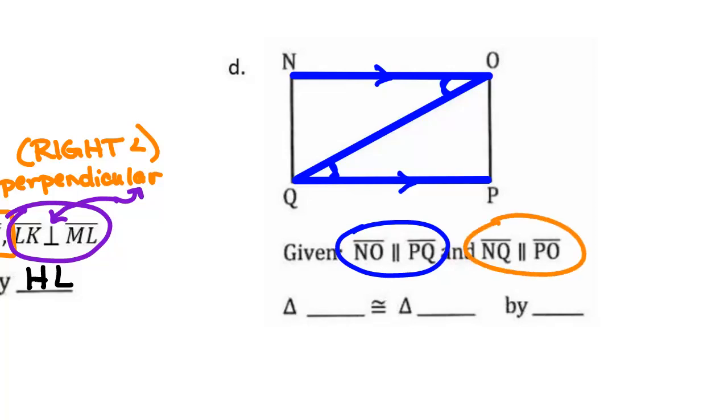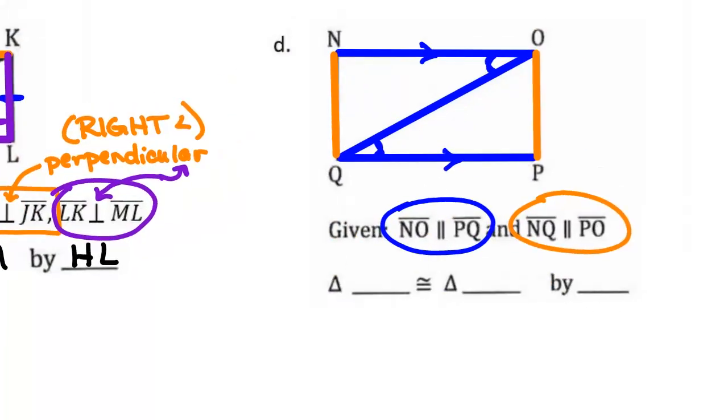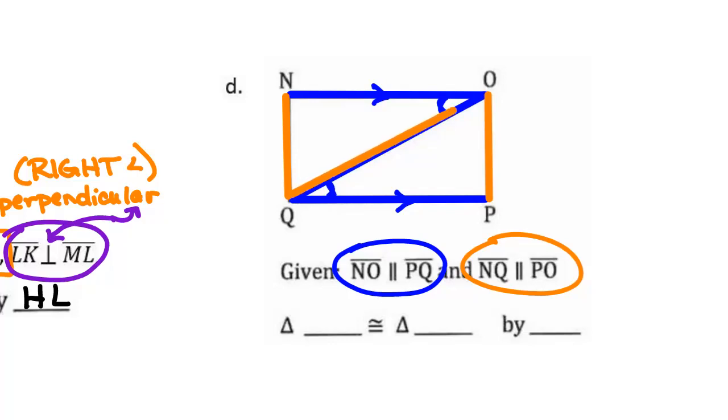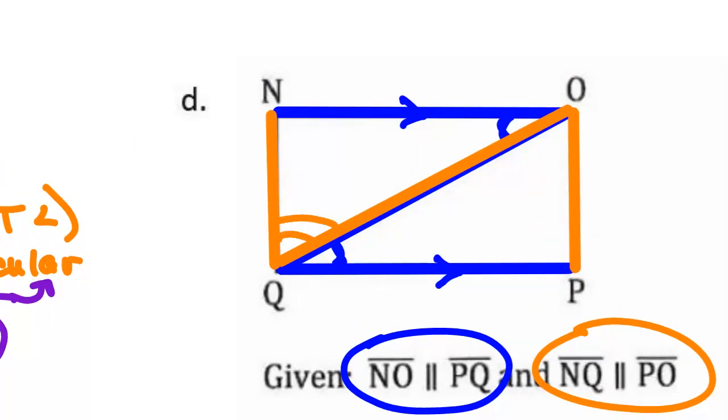It tells me that NQ and PO are parallel. NQ and PO. Is there a transversal that connects those two? I'm sorry, which one? NO? NO is this guy right here. I want to know if there's a diagonal line that connects those. I like what you saw. OQ again. So I have another pair of alternate interior angles here.